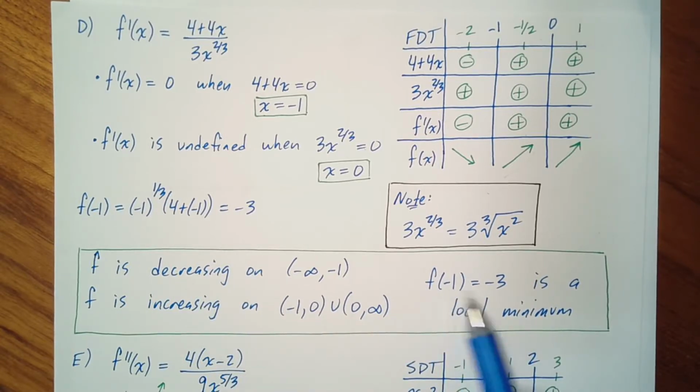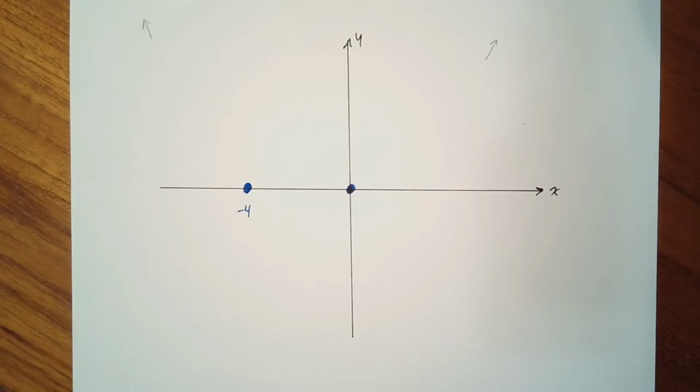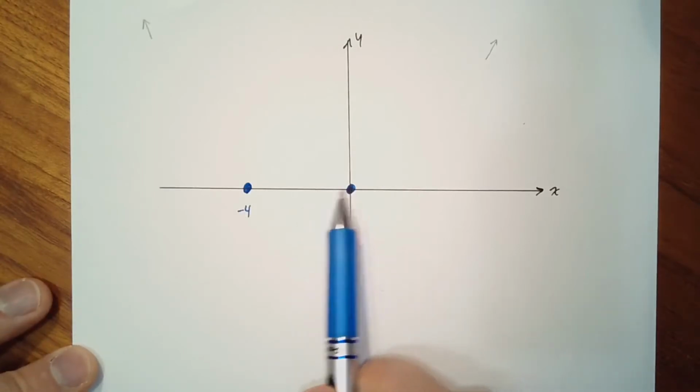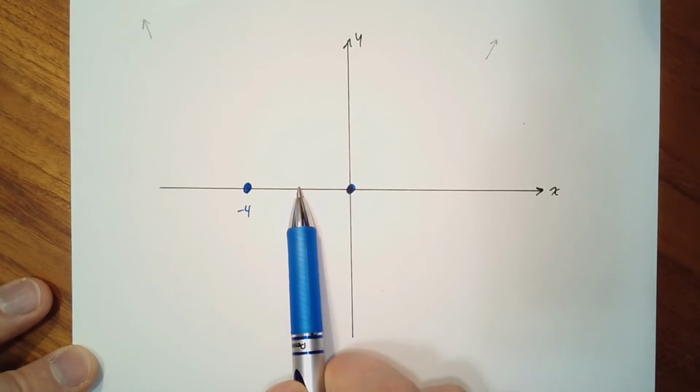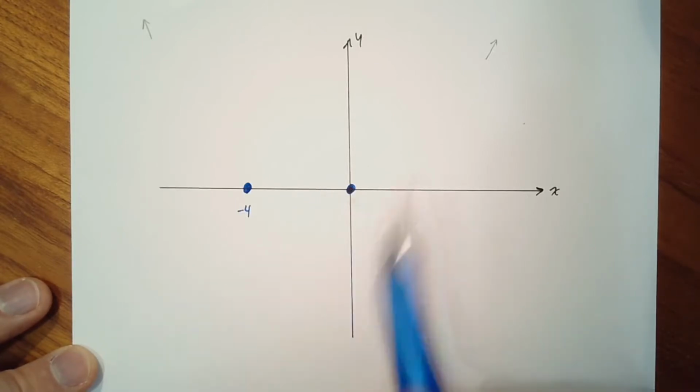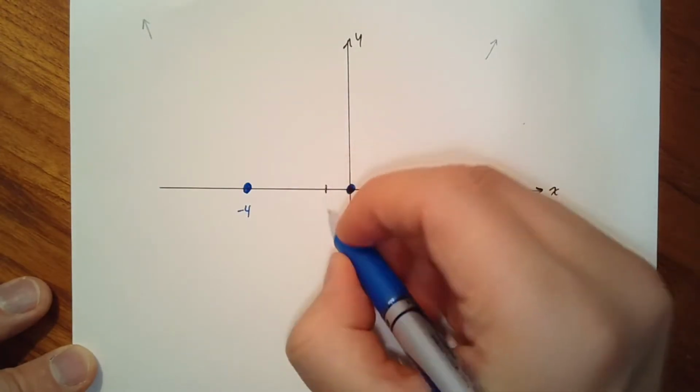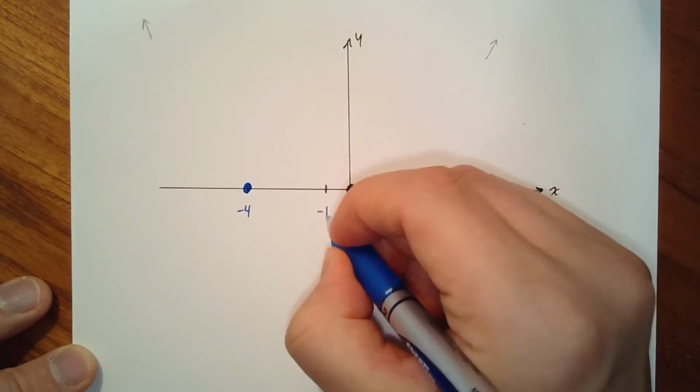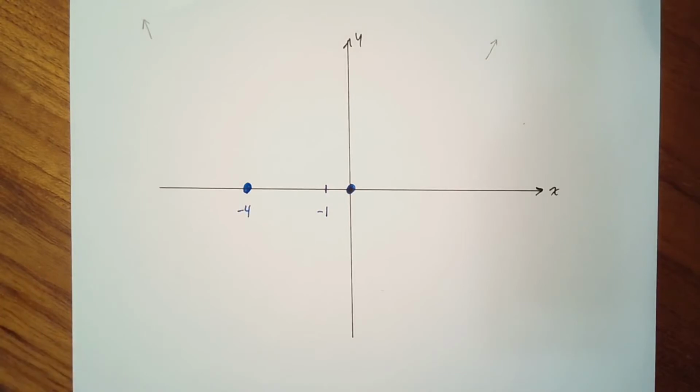So f of -1 is equal to -3 is a local minimum. This is a point we actually want to plot on the graph. So the x-coordinate of -1 and a y-coordinate of -3. So where's -1 here? Like I said, cut this distance in half to get -2, and then maybe cut that distance in half this way to get -1. So I'll put -1 there. It's not going to be exact, but it's at least reasonable, right? That's what you're shooting for here.